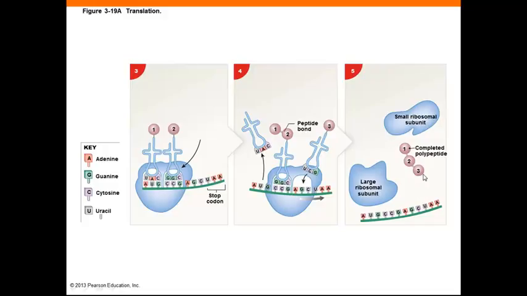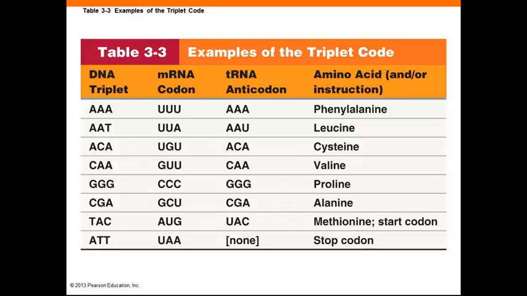Once you reach the stop codon at the very end, the stop codon is UAA, the polypeptide chain is released, the small subunit breaks apart from the large subunit, and the mRNA is then degraded because you're done with it. And you've created your protein, your polypeptide. And so in those two slides, that is the process of translation. And so these are some examples of the triplet code. So if your DNA reads AAA, your mRNA or your complementary binding would be UUU.